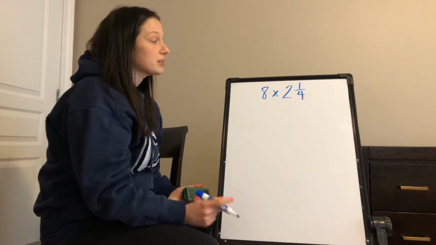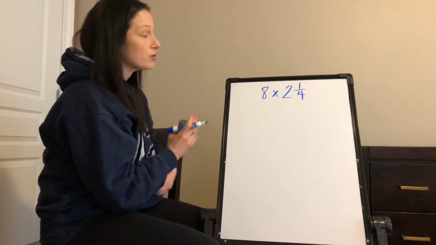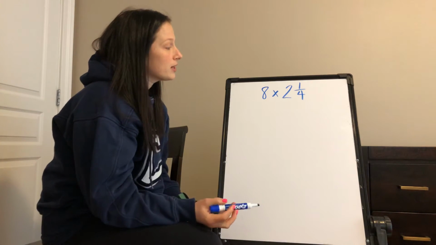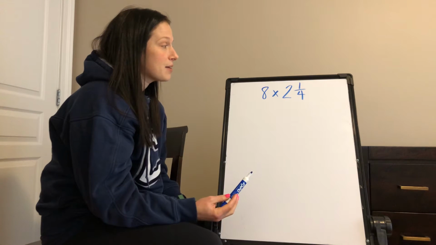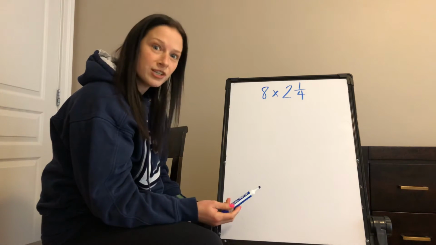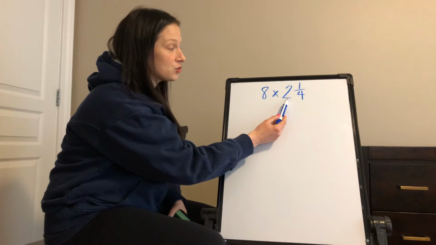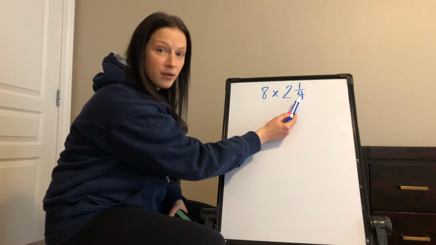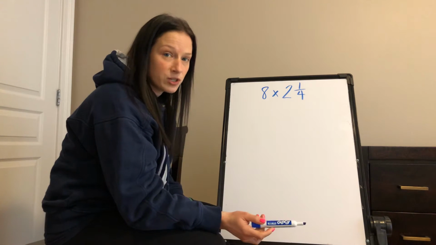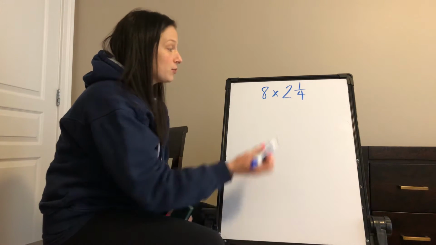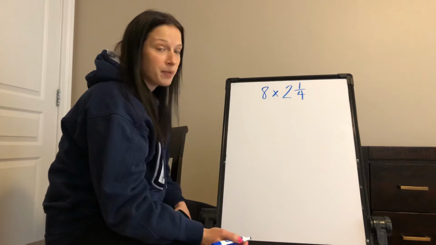Okay, so when we're thinking about this, it's nice to give the story problem context. So let's say that I am buying bags of oranges. I'm going to buy 8 bags of oranges, and they each weigh 2 1/4 pounds. How many total pounds of oranges am I buying? Okay, so we have 8 groups of 2 1/4 pounds.